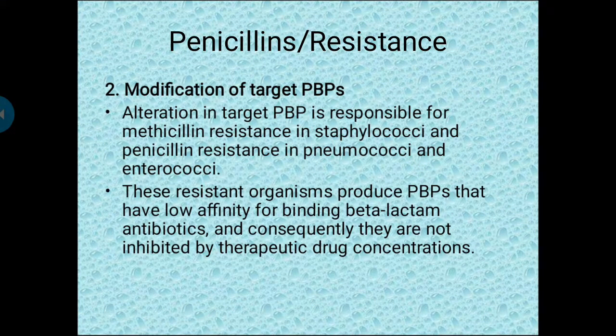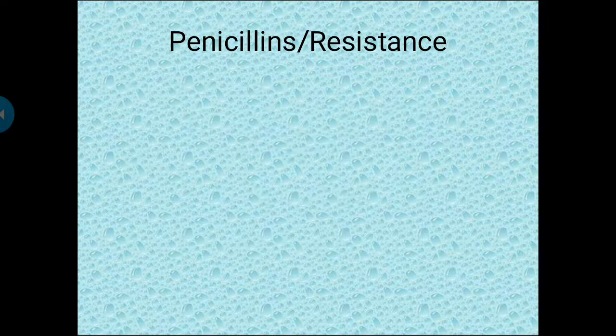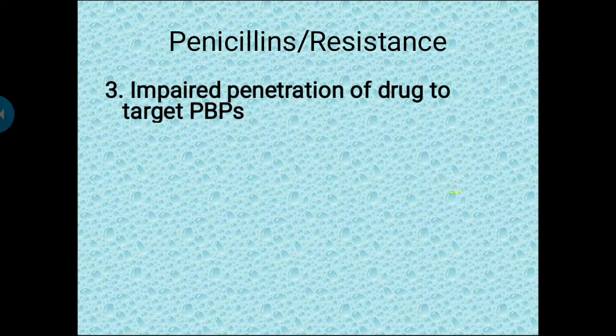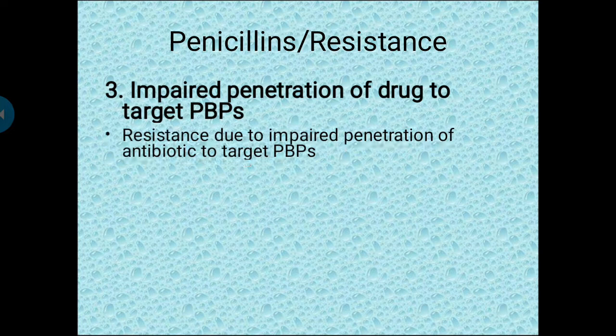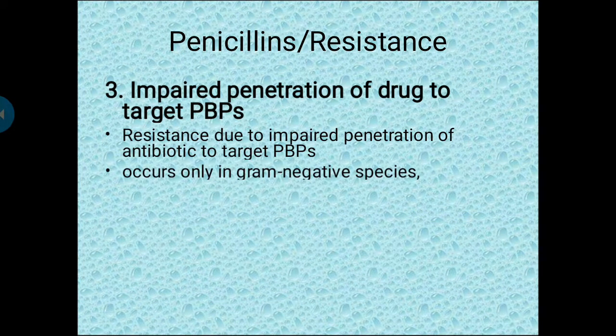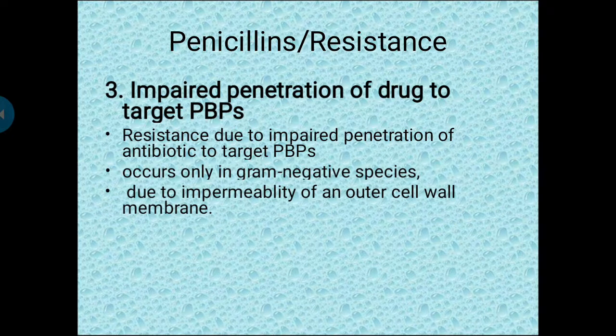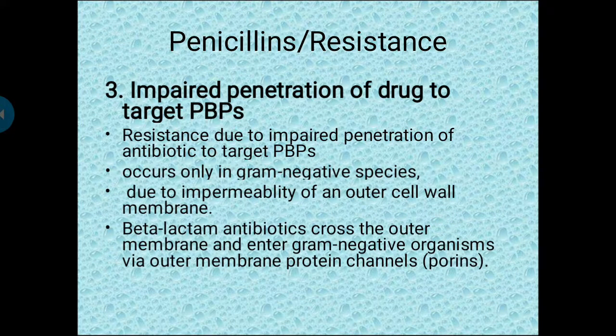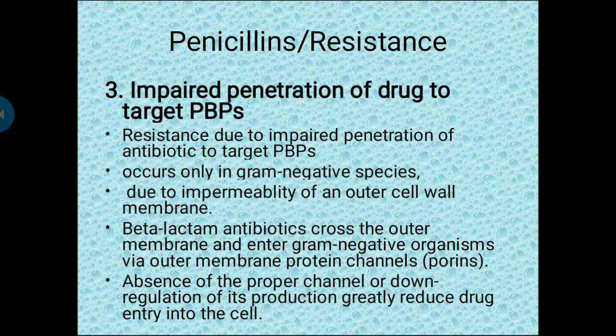Resistant organisms produce PBPs that have low affinity for binding beta-lactam antibiotics, and consequently they are not inhibited by therapeutic drug concentration. Next, impaired penetration of the drug to target PBPs occurs only in gram-negative species because of the outer cell wall membrane. Beta-lactam antibiotics cross the outer membrane and enter gram-negative organisms via outer membrane protein channels. If the protein channel is defective, they cannot bind. So absence of the proper channel or down regulation of its production greatly reduces drug entry into the cell.